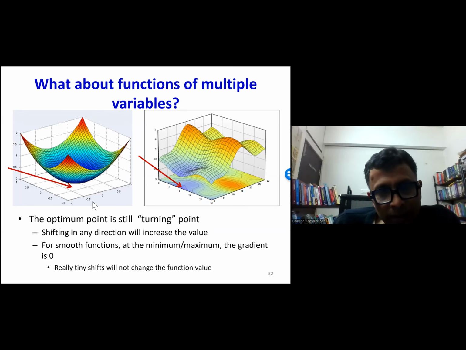What about functions of multiple variables? For functions of multiple variables, the optimum is still a turning point. So the place where the function hits a minimum is where, as you approach that point from any direction, the function initially decreases, and then as you cross that point, the function starts to increase. And so at that location itself, if the function is smooth, the function is going to be flat at the minimum. In other words, the gradient is 0, meaning regardless of which direction you take a very tiny step in, the function value will not change. And so optima are turning points even for multivariate functions.